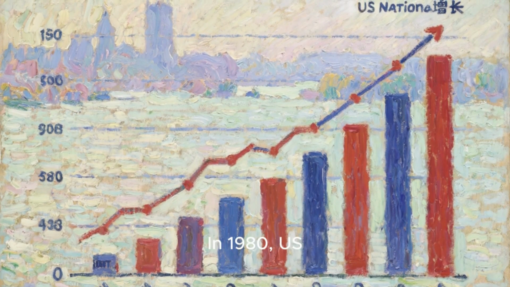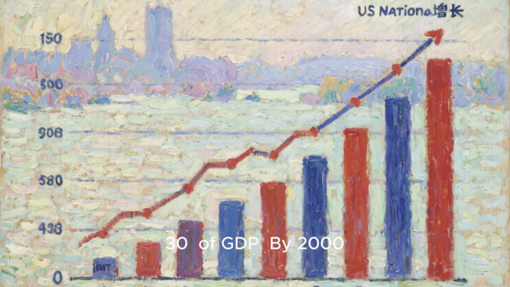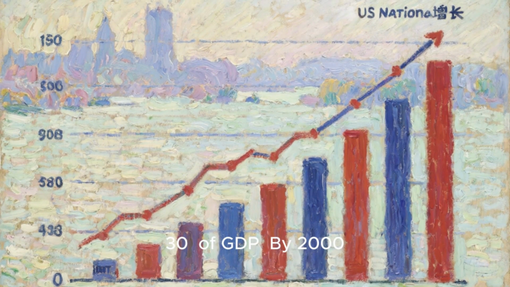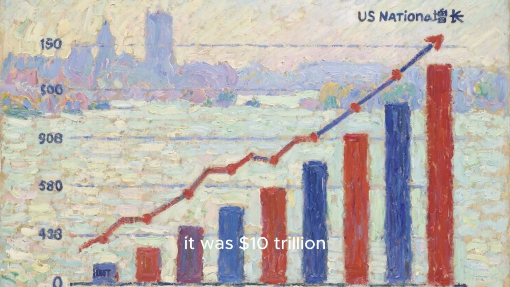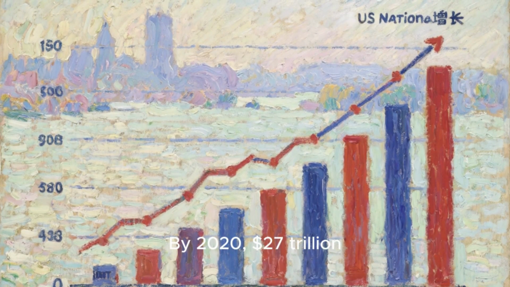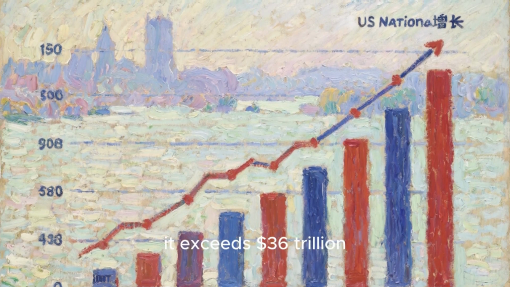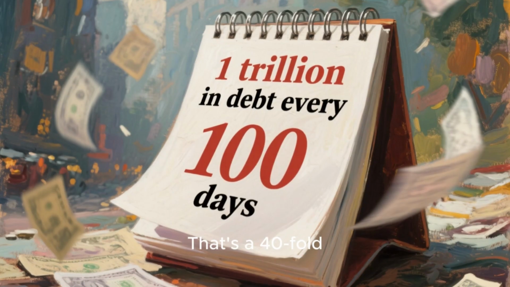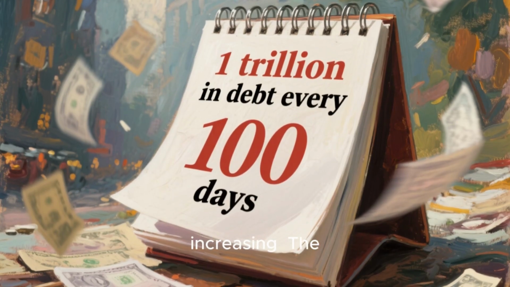In 1980, US national debt was $900 billion, already high but manageable at roughly 30% of GDP. By 2000, it reached $5.6 trillion. By 2008, it was $10 trillion. By 2020, $27 trillion. Today, in 2025, it exceeds $36 trillion. That's a 40-fold increase in 45 years. And the acceleration is increasing.